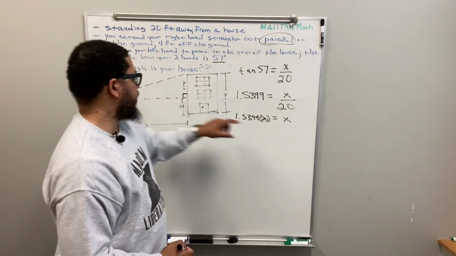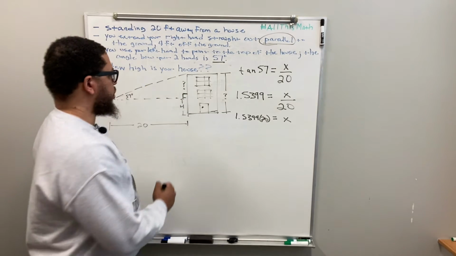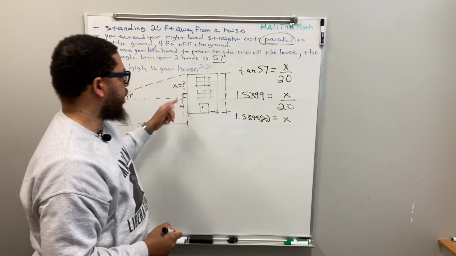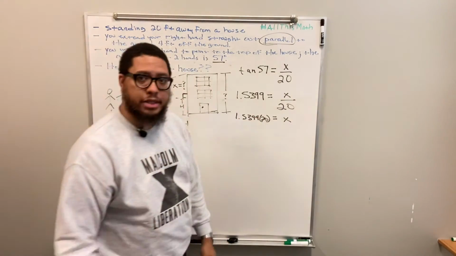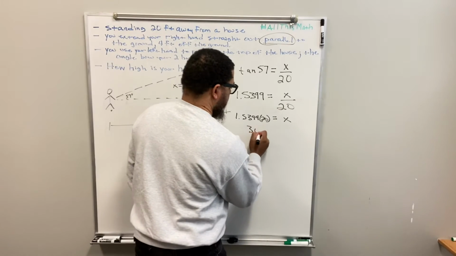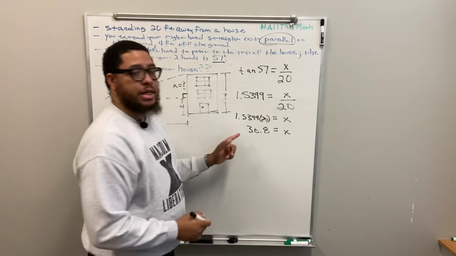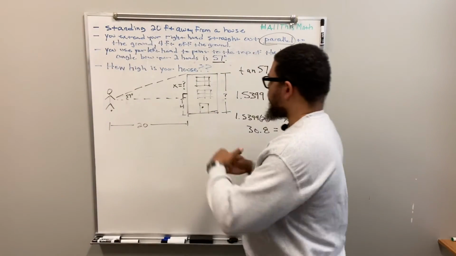And when I solve for x, I'm going to know the length of this side of the triangle right here. So this is my x. I say x equals the question mark, right? All right. So I do that. I multiply that out. And I did it a little earlier. I got 30.8. Right? But that's not the final answer, because remember, the question is, how high is the house?